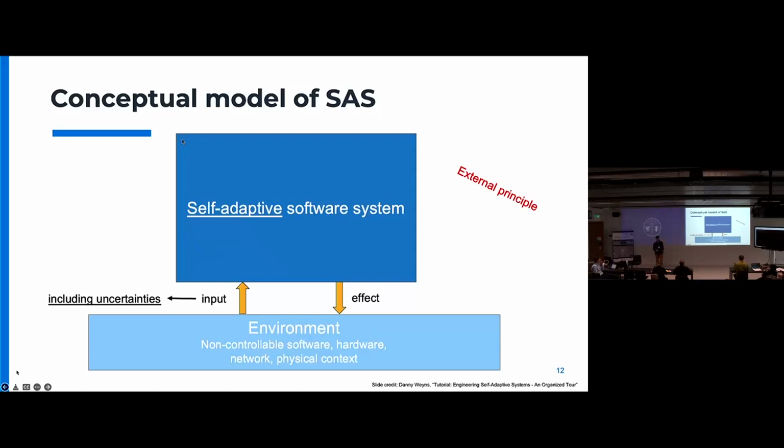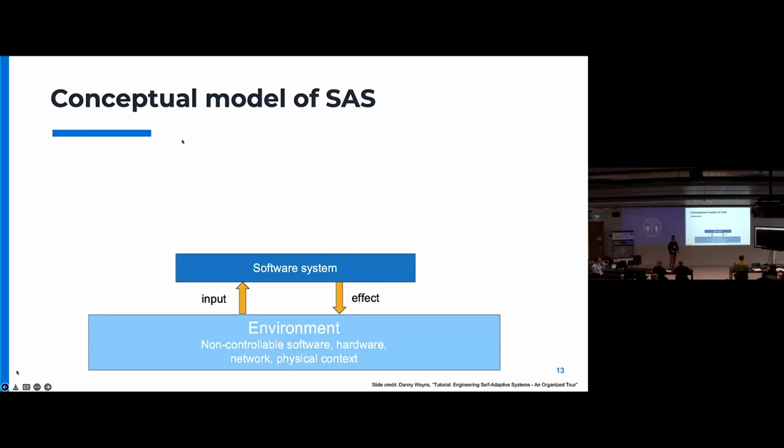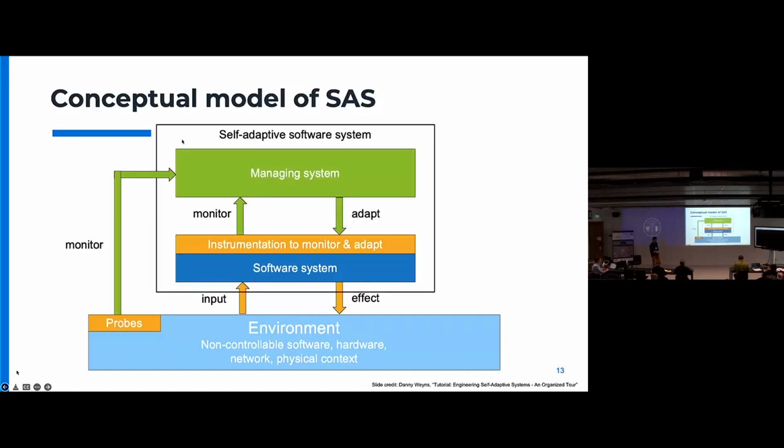Now, the second principle actually has a little bit nicer representation. So again, we have a software system, the environment, we start from the same point, and then we look at the system itself. We open the system and we check what it's composed of. And typically, a self-adaptive system will have some instrumentation to monitor and adapt, all right? And then it will have another part, which is what this internal principle talks about, okay? Which is concerned with the adaptation. So the managing system is concerned with the adaptation concerns and goals, okay? What's also interesting is that this managing system receives inputs from the system itself and also from the environment, okay? This is the dual role of monitoring in adaptive systems.